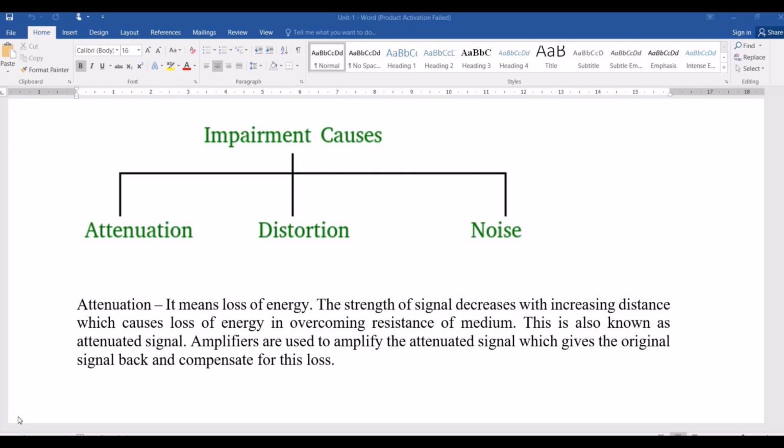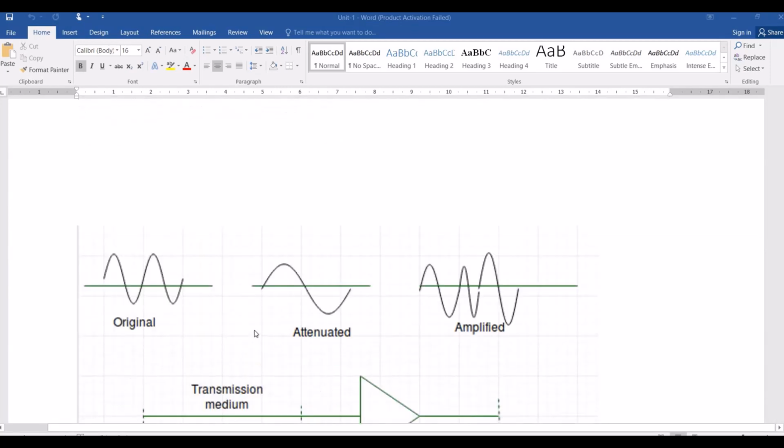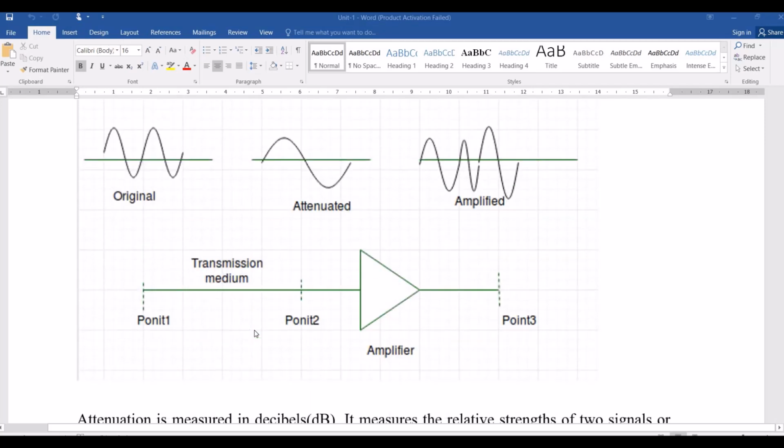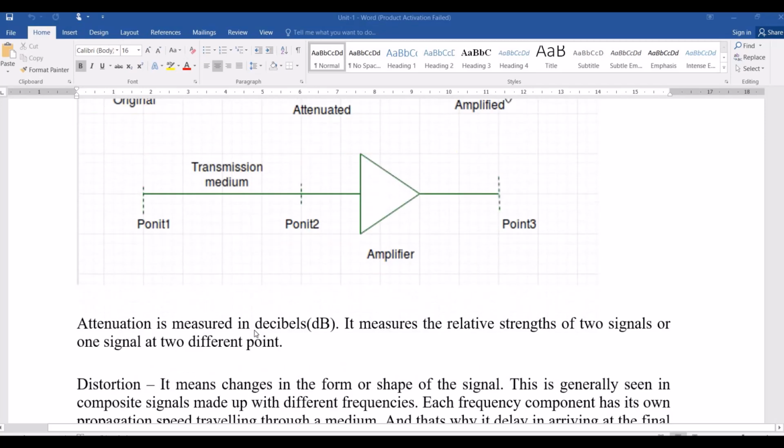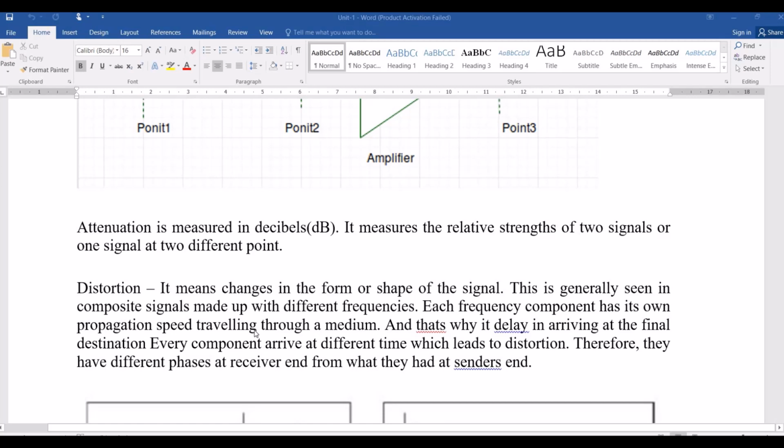So impairment, we have three types: attenuation, distortion, and noise. Attenuation is the loss of energy, loss of power. If you transmit data, without power we cannot transmit it, whether it is an electrical signal, a radio wave, or a light wave. We need the power to transmit. If the original signal is attenuated, it has lost power, then we have to amplify the signal. This attenuation is measured in terms of the decibel.